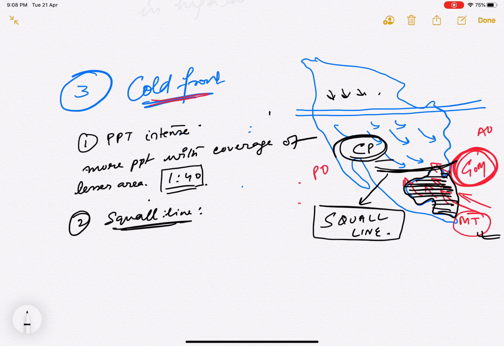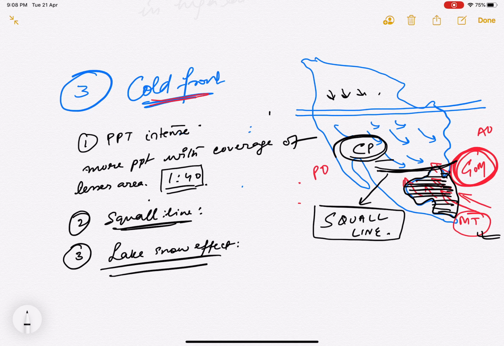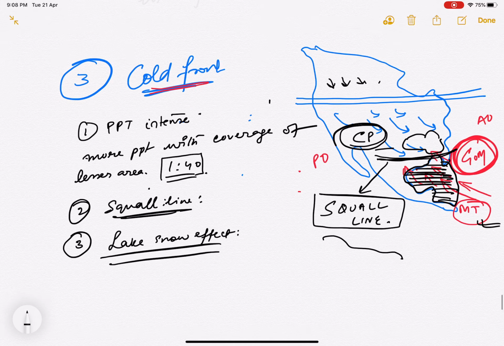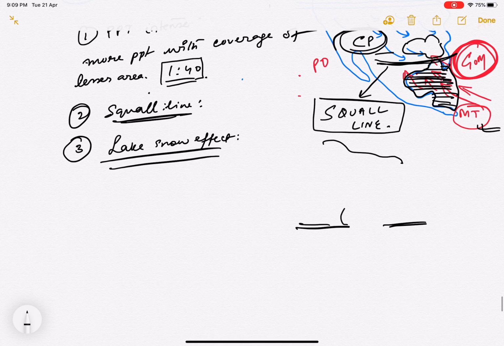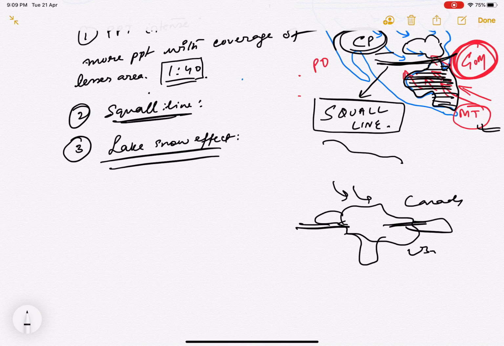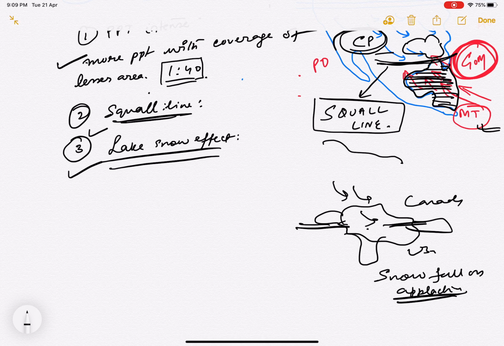What else? Somewhere this cold front is also responsible for the lake snow effect. What is this lake snow effect? We have the Great Lakes over here. Again, let me draw it. The Great Lake region is between Canada and the USA. Whenever cold air masses pass through this Great Lake region, they capture the moisture and result in snowfall on the Appalachians. This is another phenomenon: lake snow effect, squall line, and then precipitation.